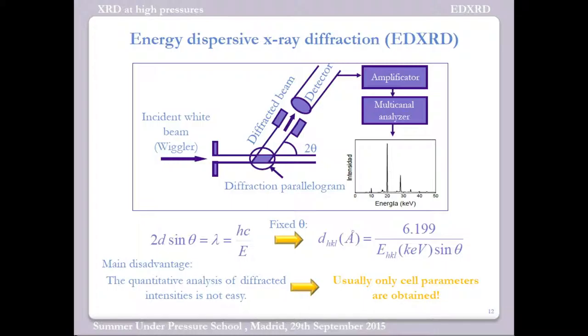That's a problem. And the main disadvantage is that it's not easy to correct the absorption of the sample environment, because the absorption depends on the energy. We have a very complex environment with an absorption that depends on energy, and this is very difficult to correct. So we have unreliable intensities, and we cannot perform a quantitative analysis of the intensities. Most of the time we just look for the position of the peaks, so we obtain only the cell parameters from this kind of experiment.